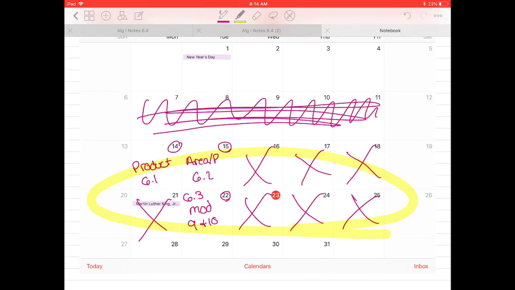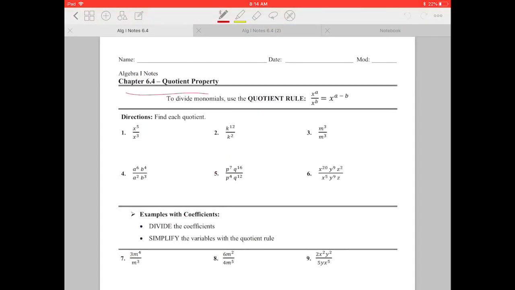So this is sort of why I really need you guys to hunker down today, watch this video, and learn 6.4, which is the quotient stuff. 6.4, quotient property. Okay? So here's what I'm going to do. We're going to go over 6.4, quotient property. I'm going to do notes.